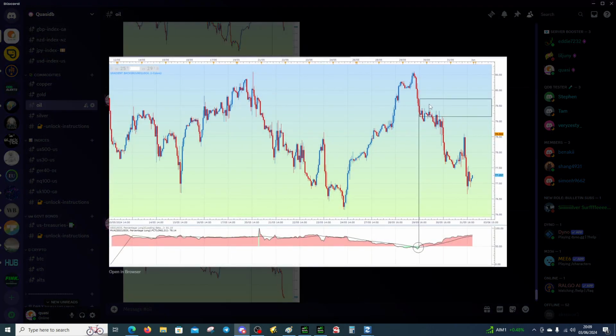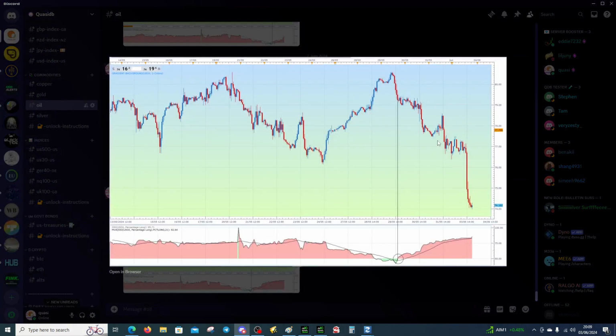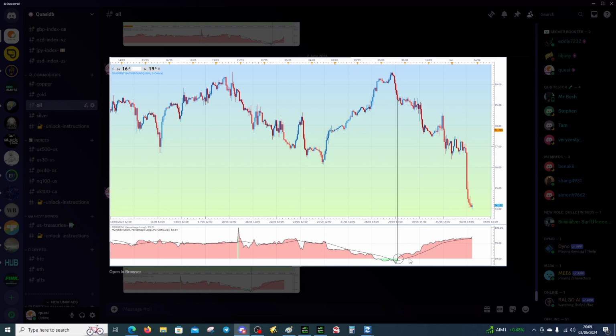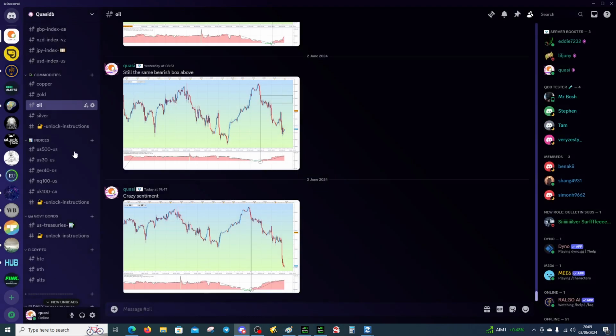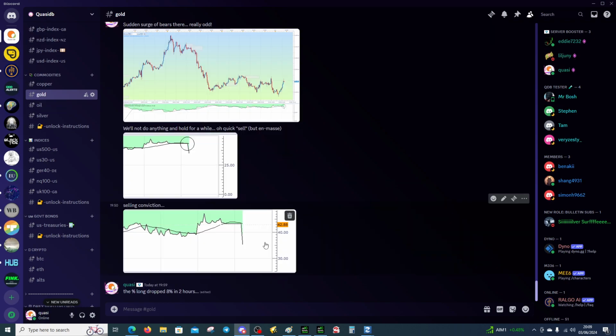This is from Sunday. This was from Friday, but I did it on Sunday. Then we came, and down we come. Very, very heavy. It's potentially got more legs to the downside. 85%. So we come from a 50% flip to 85% in a short space of time. I don't know what's going to happen with this gold.